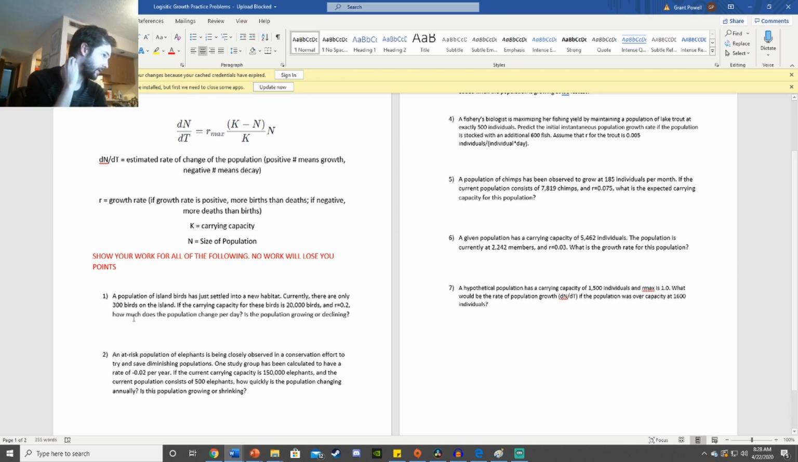A population of island birds has settled into a new habitat. Currently, there are only 300 birds on the island. If the carrying capacity of these birds is 20,000 birds and R equals 0.2, how much does the population change per day? And that's what this is measuring, the dN over dt.